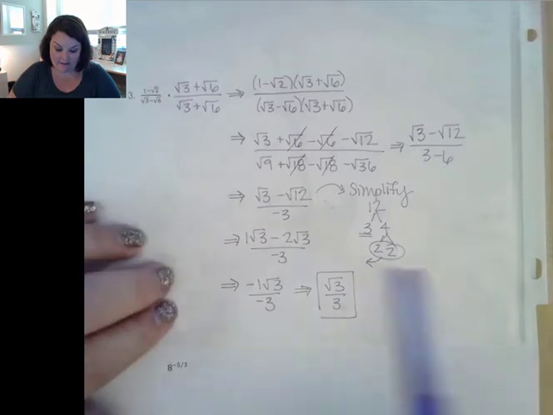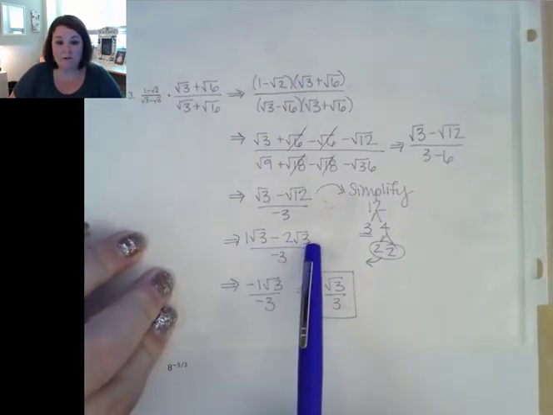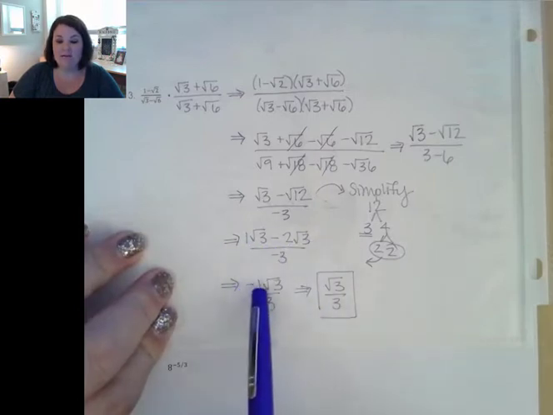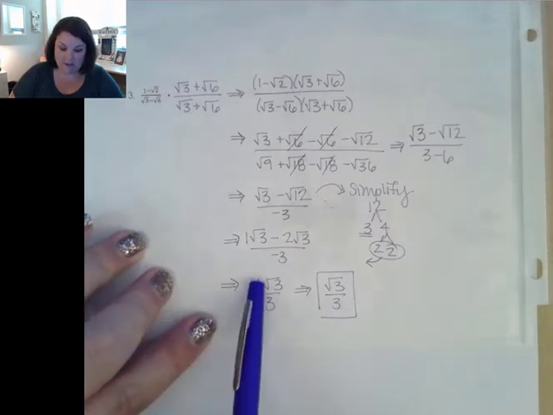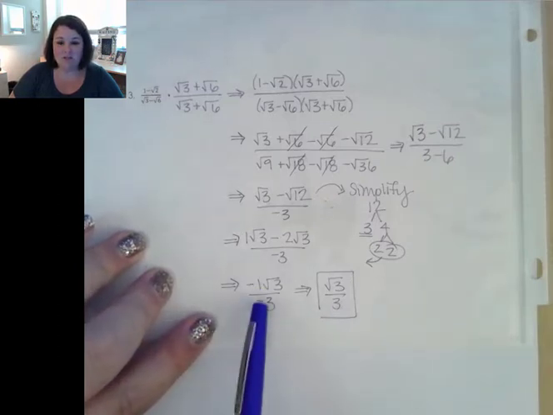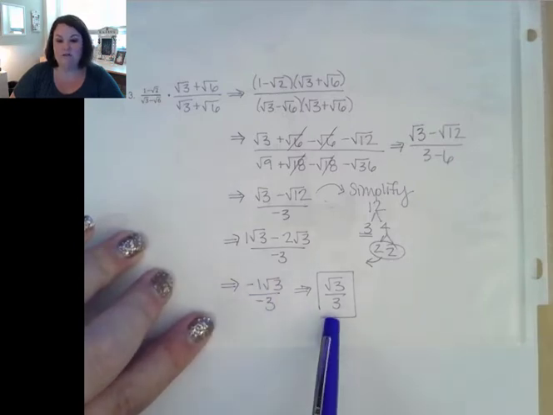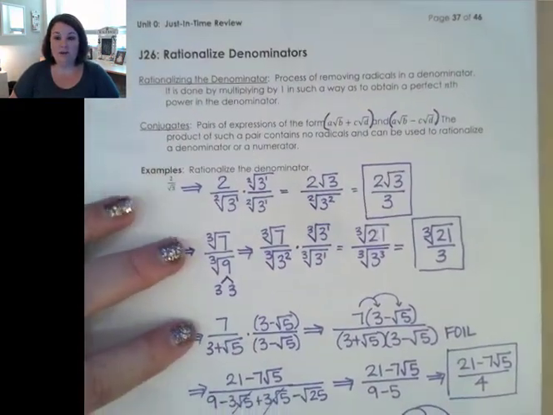Okay, and now that I've done that, notice both of these are square root of 3 terms. So they're like terms. So we can go ahead and combine those, which gives us negative 1 square root of 3 over negative 3. And we don't necessarily need the 1 there, right? If it's a coefficient of 1, we don't have to write it, but we do know that a negative over a negative turns out positive, okay? All right, so that is the end of J26.